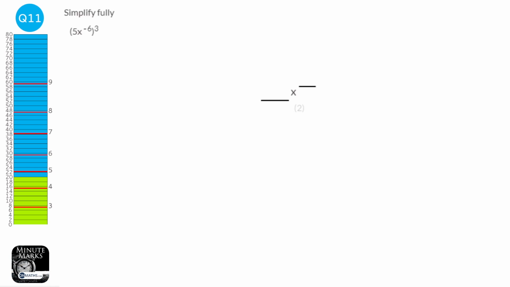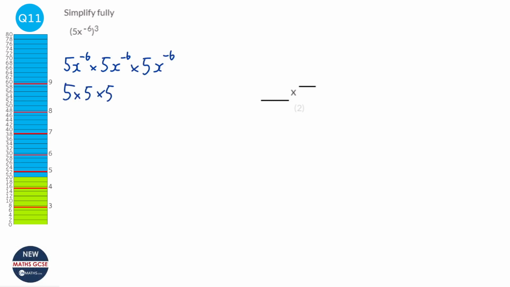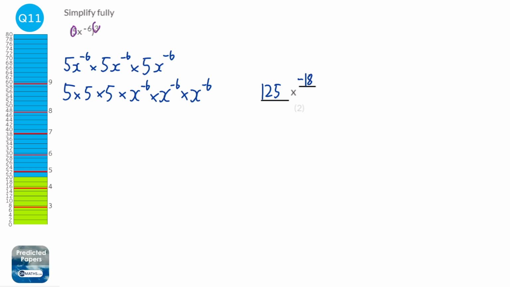When something is cubed, you times it by itself 3 times, so we're going to do the same here. So we've got 5x to the power of minus 6 times 5x to the power of minus 6 times 5x to the power of minus 6. We're going to put the 5's together, so 5 times 5 times 5, and the x to the power of minus 6's together. 5 times 5 times 5 is 125. Now when you times powers with the same base, which we have here because they're all x to the power of minus 6, you add the powers together. So minus 6 plus minus 6 plus minus 6, which is going to be minus 18. Something else we could have done is 5 to the power of 3, 125, and then done minus 6 times the 3, which would have given us minus 18.